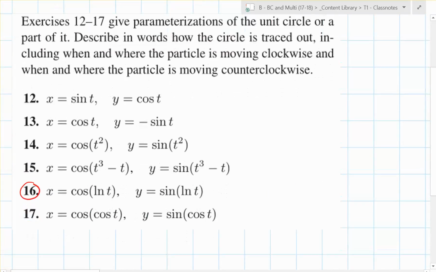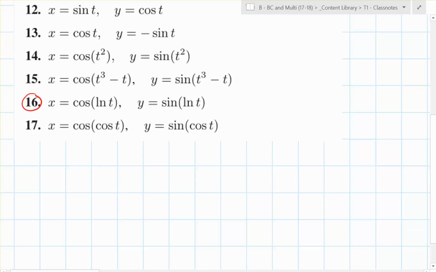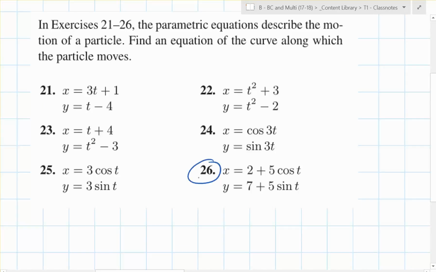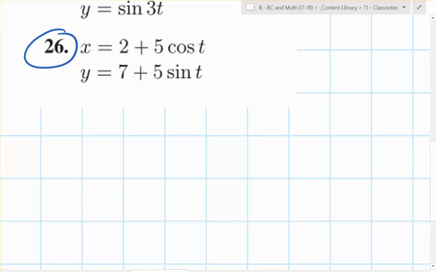Describe in words how the circle is traced out, including when and where the particle is moving clockwise. So clockwise, what happens when it's moving clockwise? What are some of the things that are happening when you're looking for the Cartesian version of this? What's the Cartesian version of this? Anybody have any ideas about how you can convert this to Cartesian form?